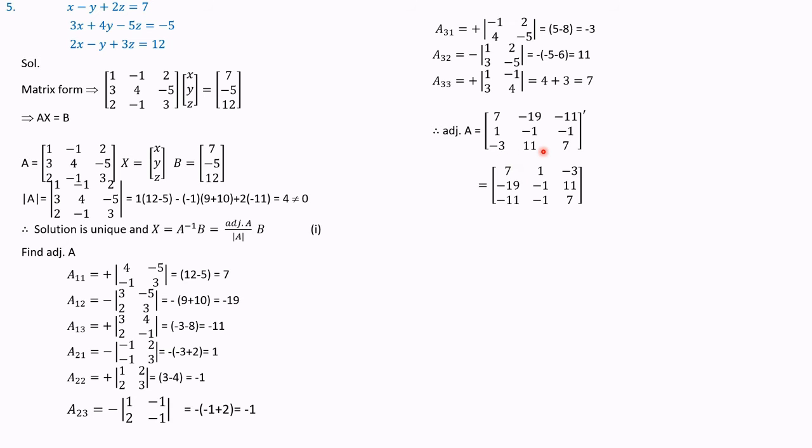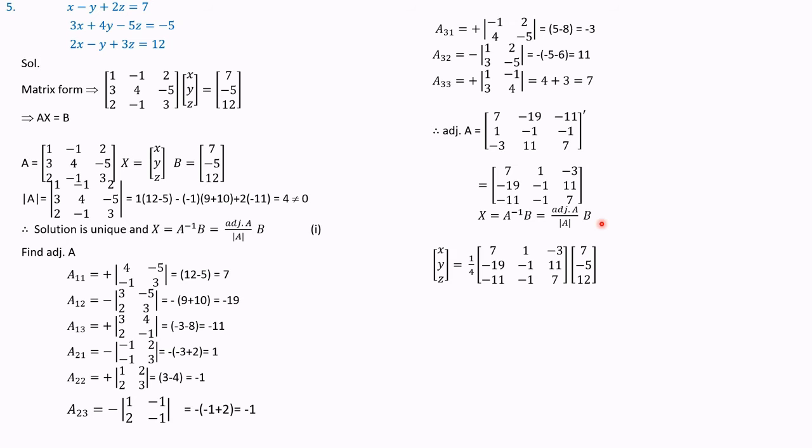And then minus 3, 11 and 7. So we have transposed this matrix A and we got adjoint A. This is the matrix for adjoint A. Now we have to substitute it in the expression X is equal to A to the power of minus 1 into B. A to the power of minus 1 is adjoint A divided by determinant A, into B.